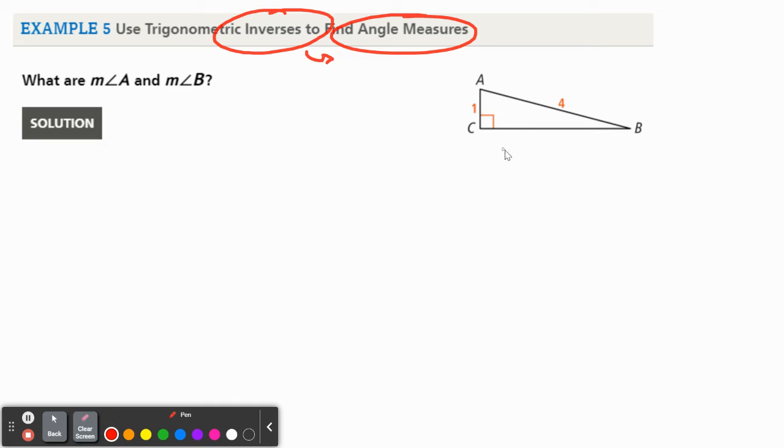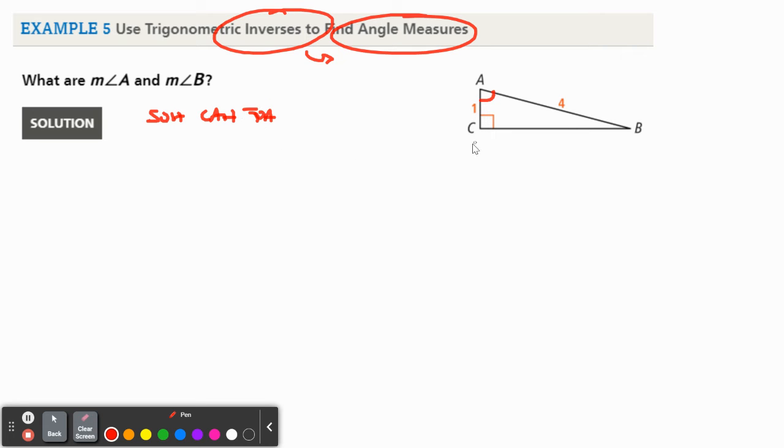So notice in this picture, we are given two sides of our right triangle. We need to find the measure of angle A and the measure of angle B. So really all you have to do is find one of them, right? Because you know that they're complementary, so if you find one, you got the other. So let's focus on angle A. So we do the problem very similarly. We set up SOHCAHTOA.